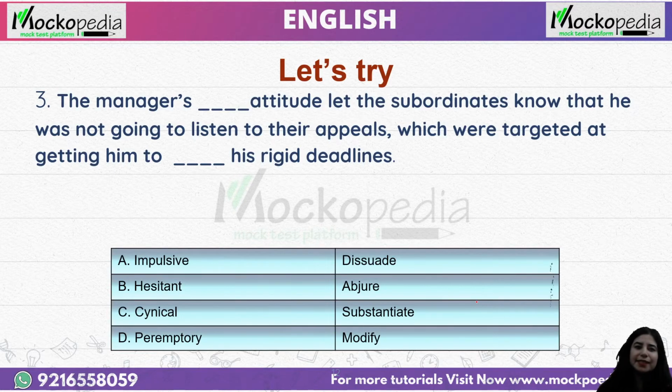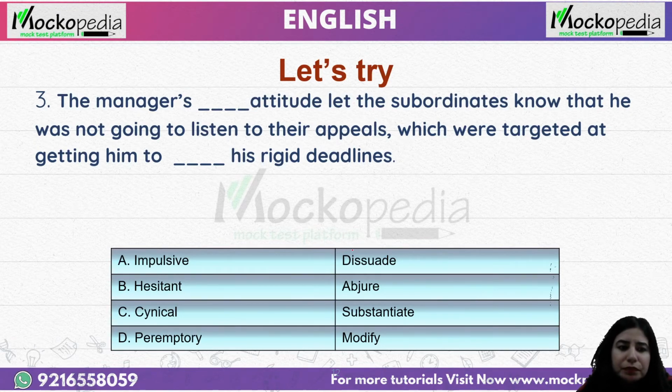So let's discuss. The manager's dash attitude let the subordinates know that he was not going to listen to their appeals, which were targeted at getting him to dash his rigid deadlines. So we'll start with the first blank. You need to find a word. What are we talking about? What was the manager's attitude, right? He was not going to listen to their appeal. So that means his attitude was rigid, right?